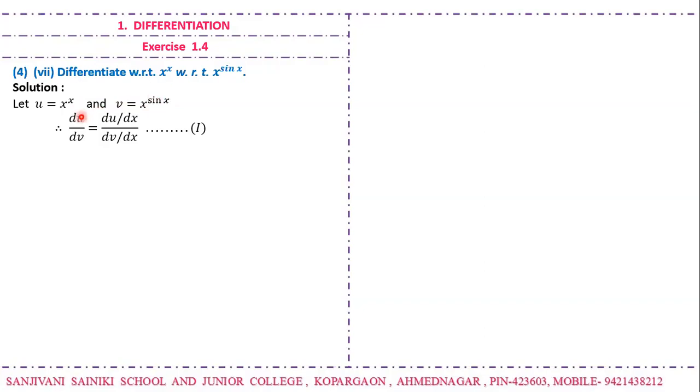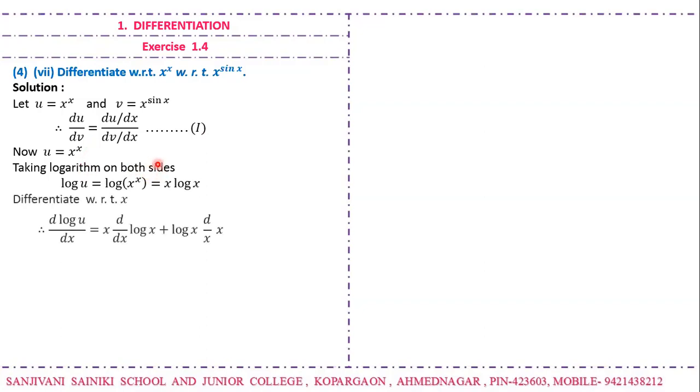What we want to find? du by dv, that is du by dx upon dv by dx. So take u, taking logs on both the sides, because here it is a function raised to function, a variable raised to another variable. So you have to use logarithmic differentiation. Taking logs on both the sides, you will get log of u is equal to x log x.